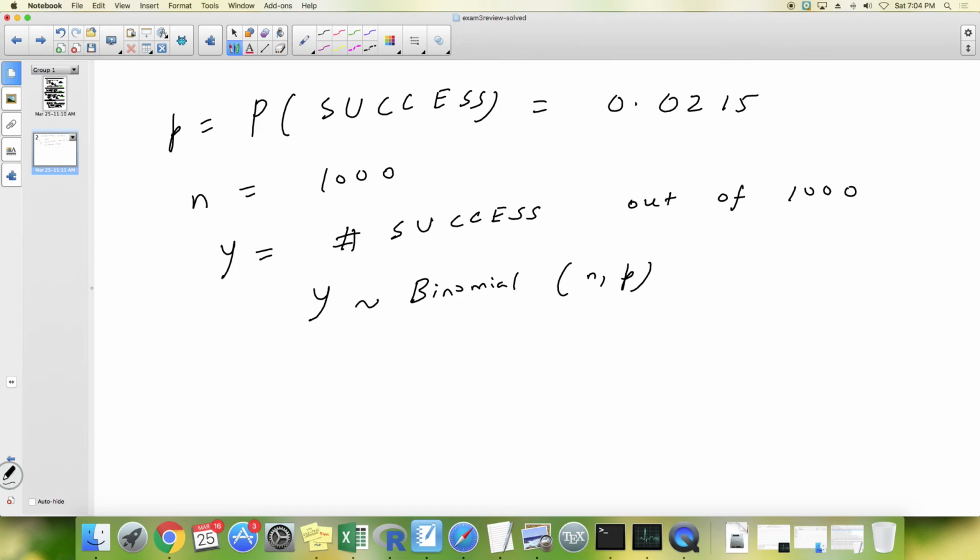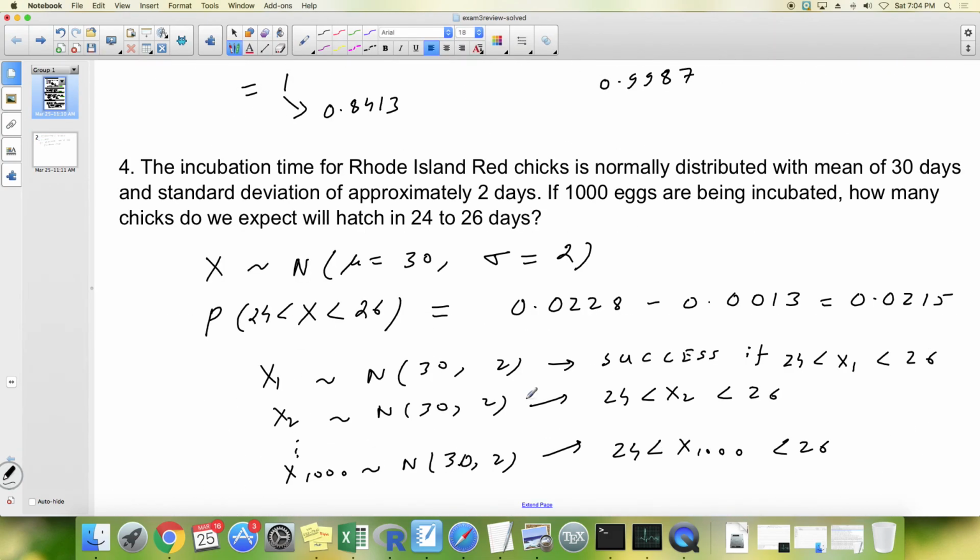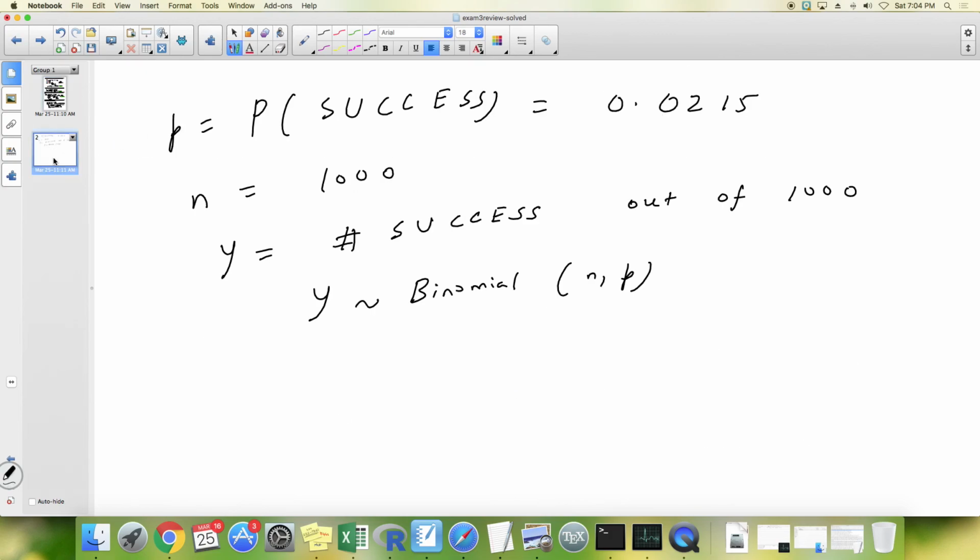So they are asking how many chicks do we expect? So what's the expectation? What's the mean of Y? So we know that the mean of Y, if Y follows binomial N, P, is n times p. So here in this case this will mean 1000 times 0.0215, which is 21.5.